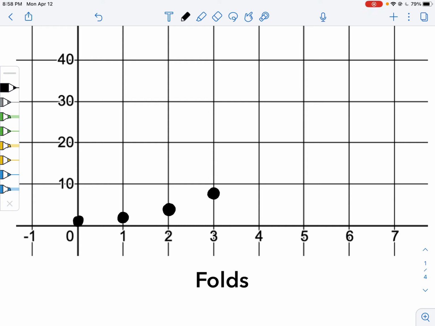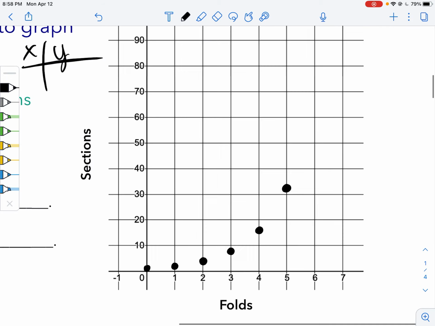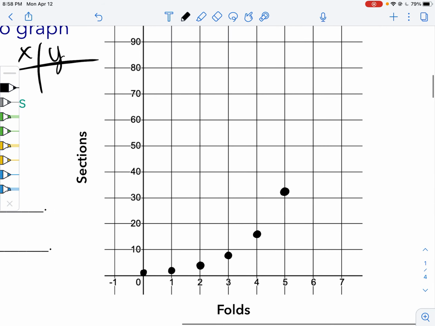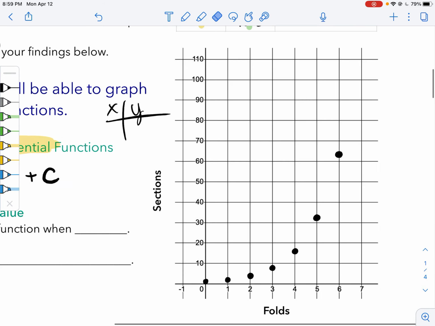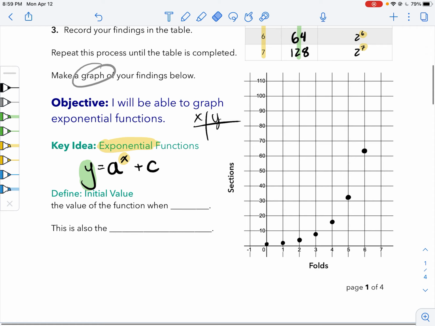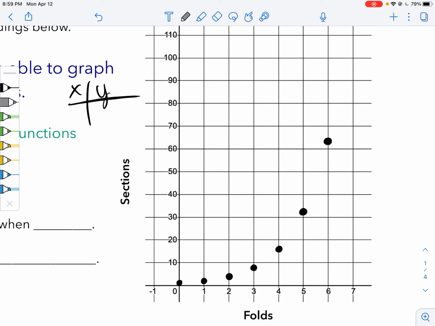At 4, we had 16. After 5 folds, we had 32 sections. After 6 folds, we had 64 sections. Let's say about halfway is there. And then after 7 folds, we had 128, which is off our graph. So our graph, I had a student once who would connect each dot between them like this just to help her give her the shape. And that's a good starting point.